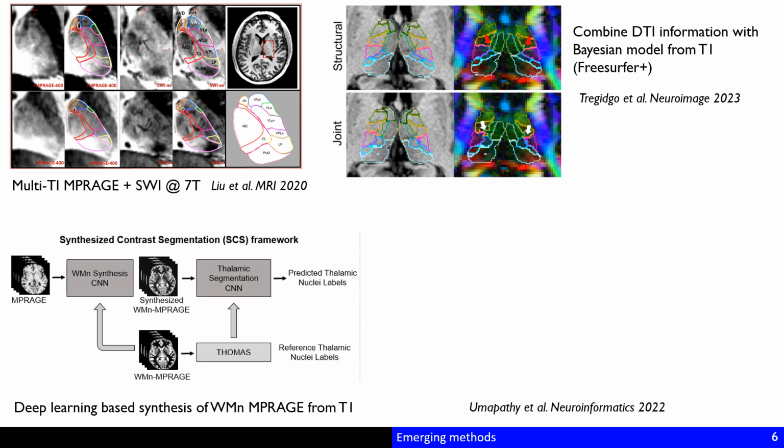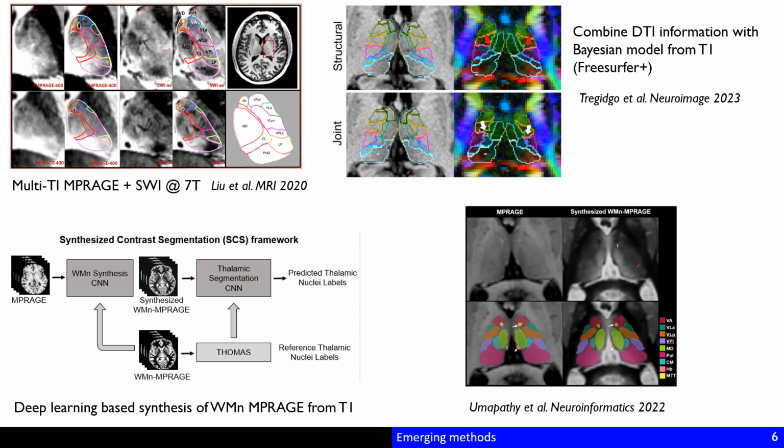And lastly, deep learning based methods have been used to synthesize white matter null MP-RAGE prior to segmentation because those sequences are not commonly acquired. So here, this unit has synthesized white matter null MP-RAGE images from the standard T1 images and then segmented them.